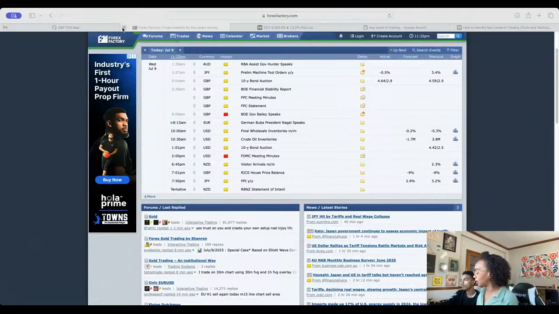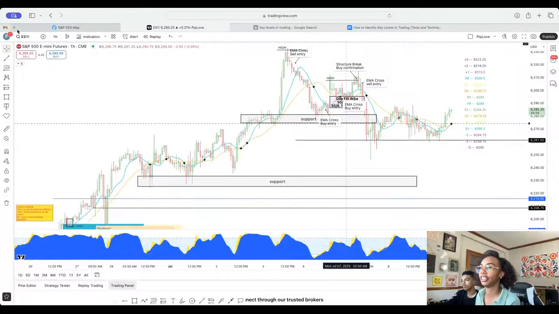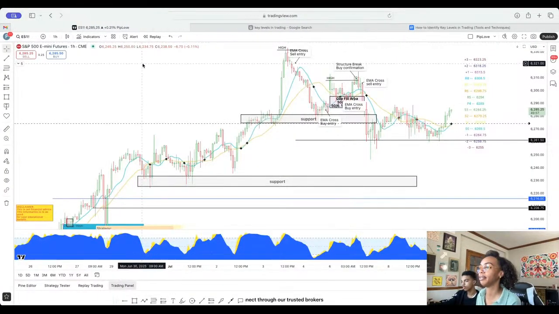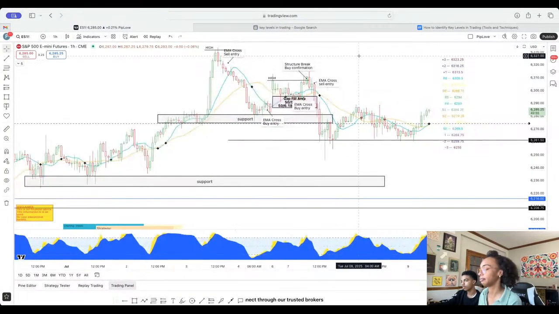Okay, you guys, let's go ahead and take a look at our MES futures. Let's take a look at what the market is telling us. Let's see if we have any structure in the market, and then we'll get into our lesson.